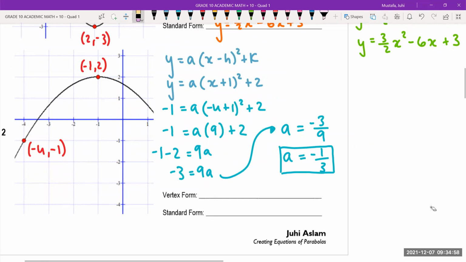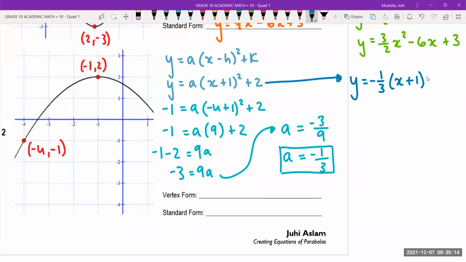Okay, and then as our final step, we are just going to take this equation and rewrite it with the a value. So it's going to be y is equal to, what am I going to put for the a value? -1 over 3 (x plus 1) squared plus 2. That's my answer in vertex form. Yep.